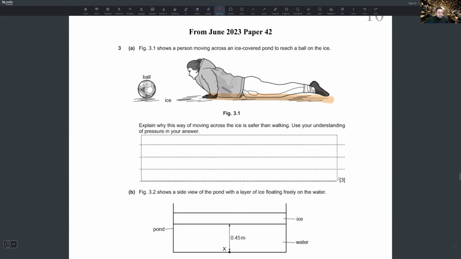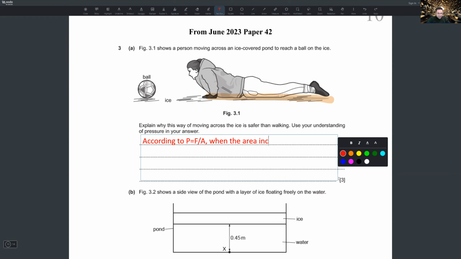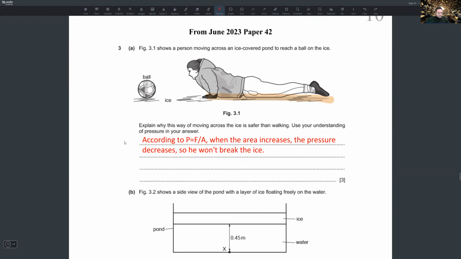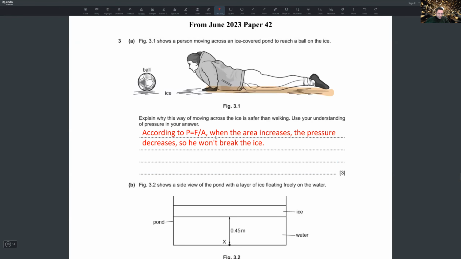So I'll tell him: according to pressure equals force over area, when the surface area increases, the pressure decreases. So he won't break the ice. So we say area increased, pressure decreased, he won't break the ice. So we've explained why it's safe. We've explained in terms of pressure, and we gave him the rule. This is why use your understanding of pressure. I have to include the rule, unfortunately, because it's 3 marks.